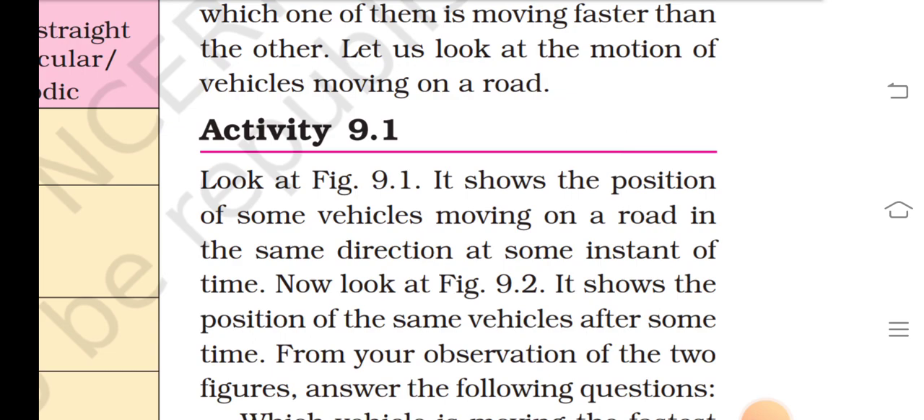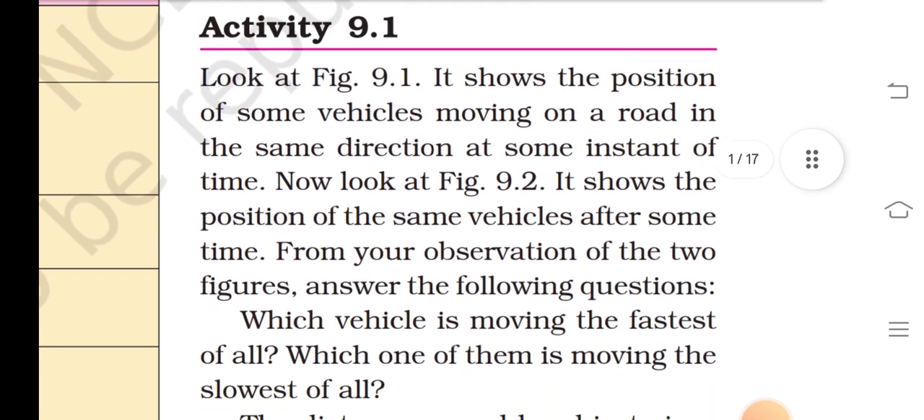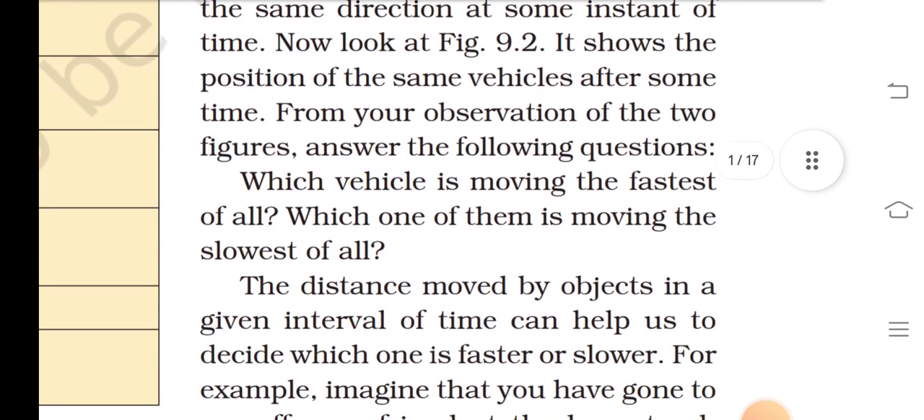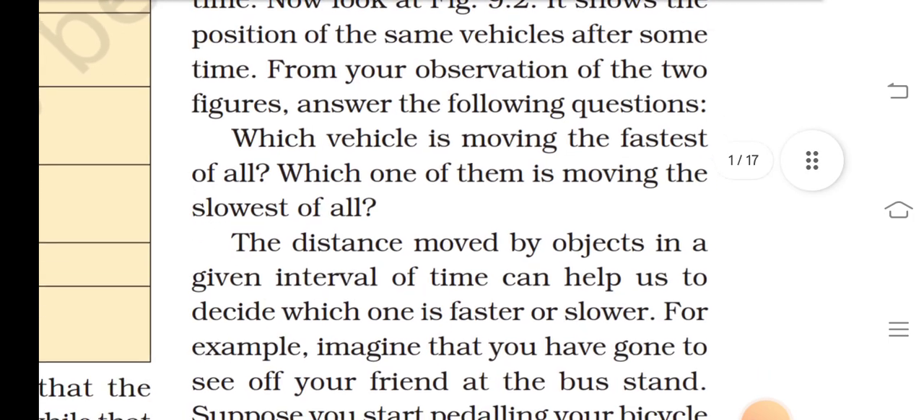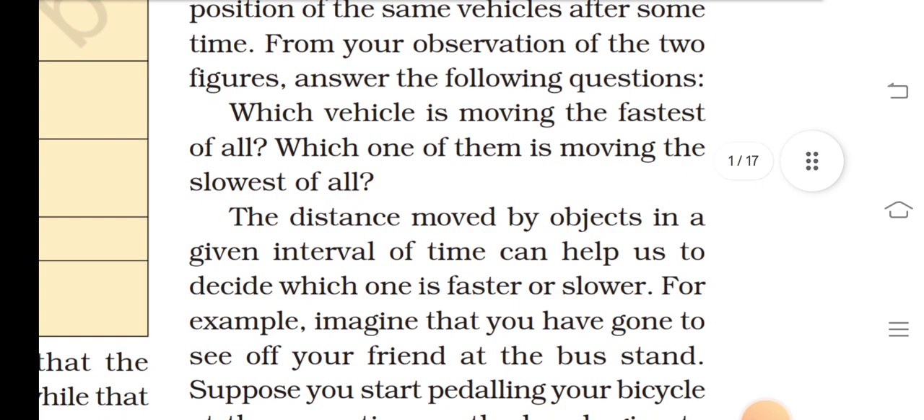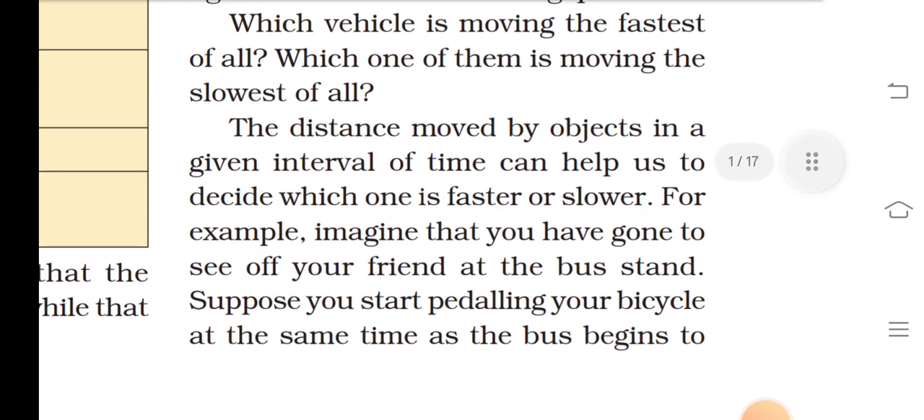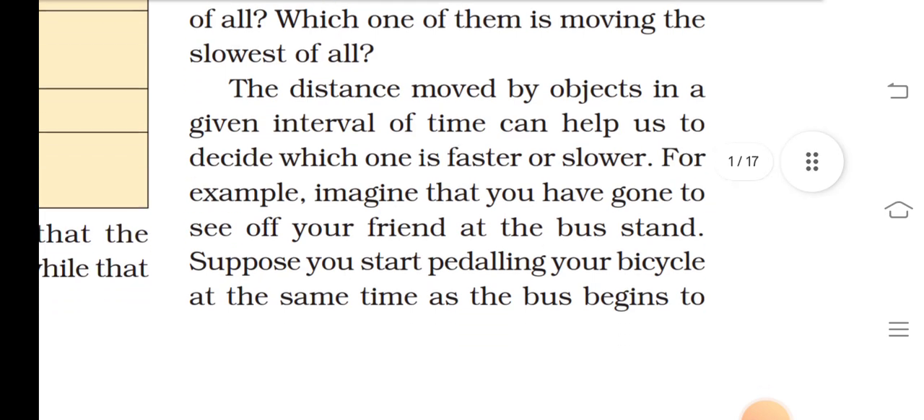Let us look at the motions of bicycles moving on a road. Figure 9.1 shows the positions of some bicycles moving on a road in the same direction at some instant of time. Now look at Figure 9.2. It shows the positions of the same bicycles after some time. From your observations of the two figures, answer the following questions. Which bicycle is moving the fastest of all? Which one of them is moving the slowest of all?